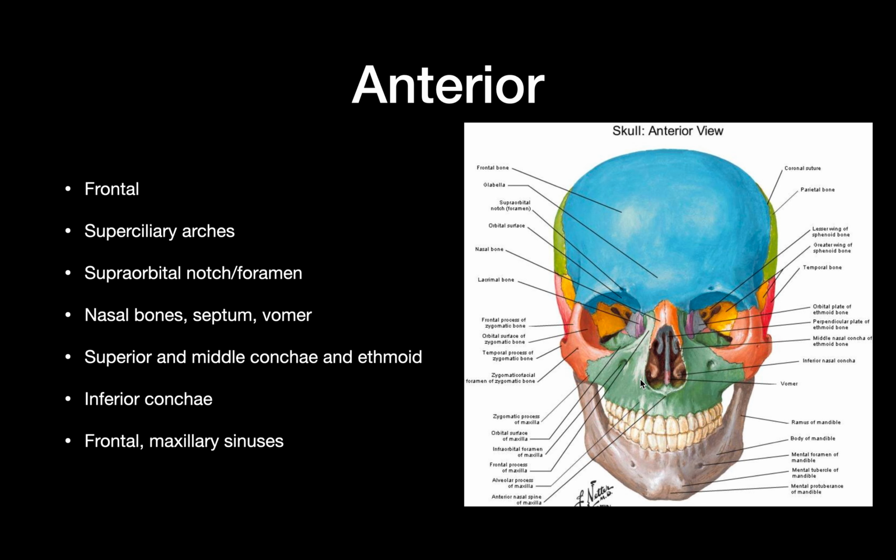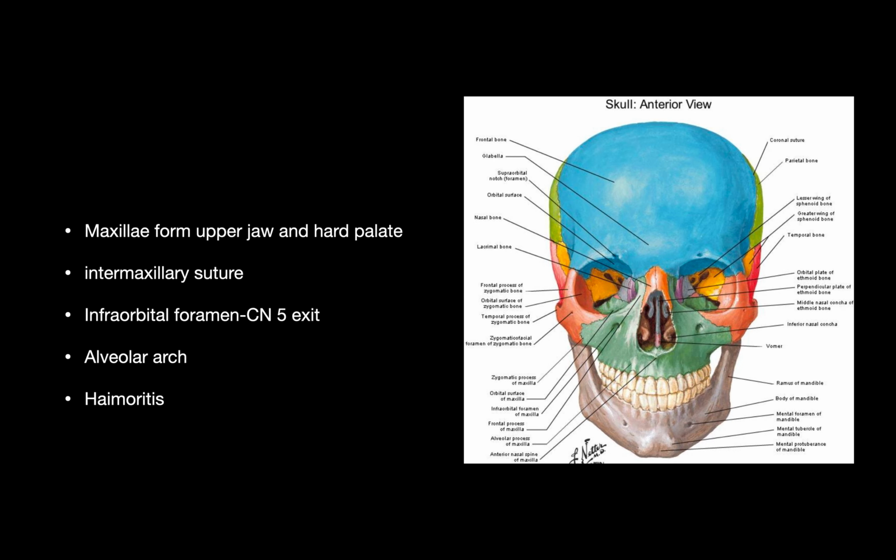It's important to distinguish that the vomer comes from the maxilla, right? So it goes upwards, while the perpendicular plate descends, and it comes from the ethmoid bone. So the maxilla forms the upper jaw and the hard palate, and it binds in the intermaxillary suture. Right here is the infraorbital foramen, where the trigeminal nerve exits, or one branch of it does.